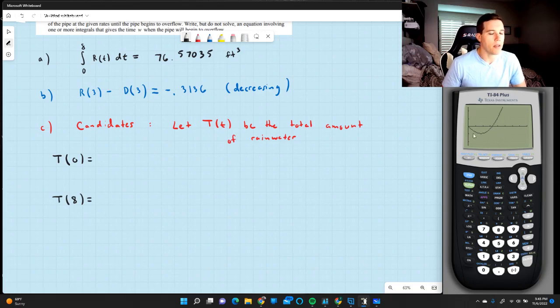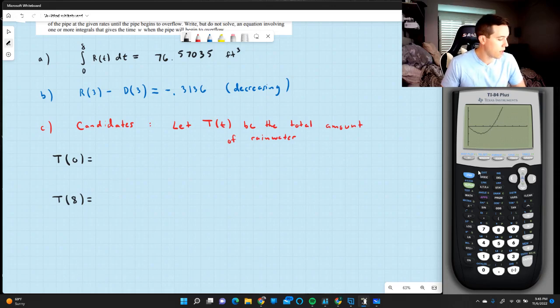Now let's talk about this. This is the rate. So it looks like because the rate was negative overall, more water was leaving than entering. And then right here, that's my minimum, more water entered than left. So I'm guessing that this is going to be my minimum. But again, do the candidates approach.